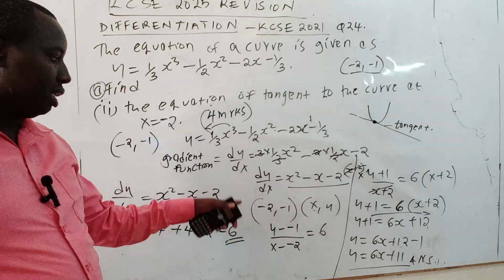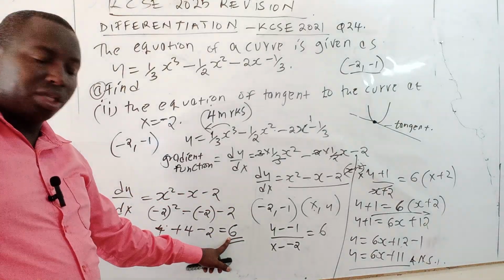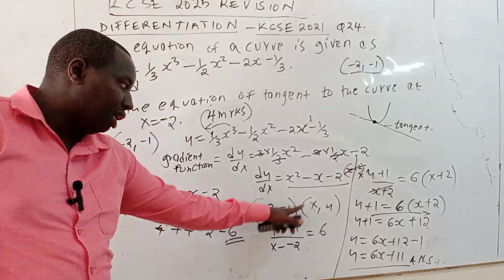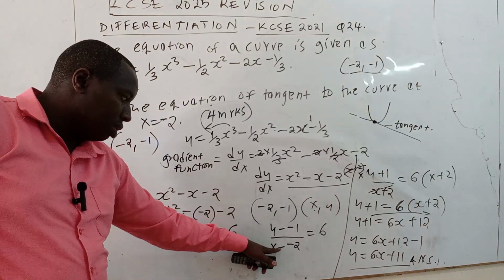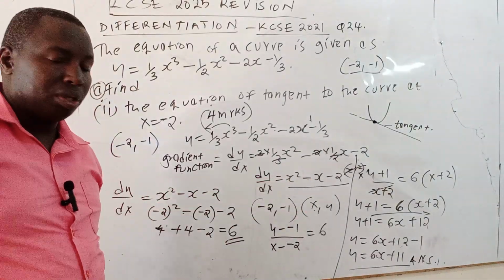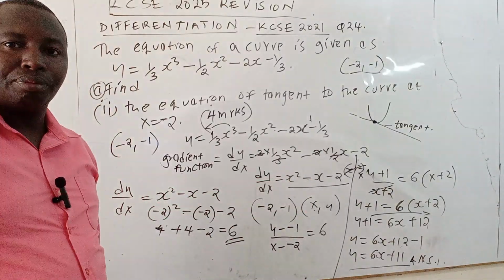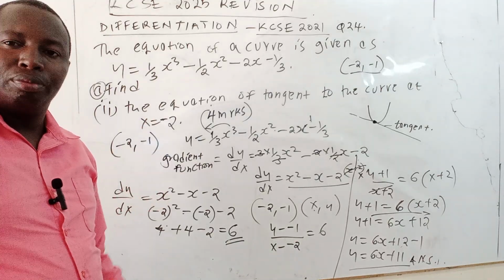So you find dy/dx, then you substitute x is negative 2 and get the gradient is 6. Then you use this point negative 2, negative 1, and (x, y): (y minus 1) over (x minus 2) equals 6. So that's what you do. You find the equation. That's the equation of the tangent. That is part A, Roman 2.